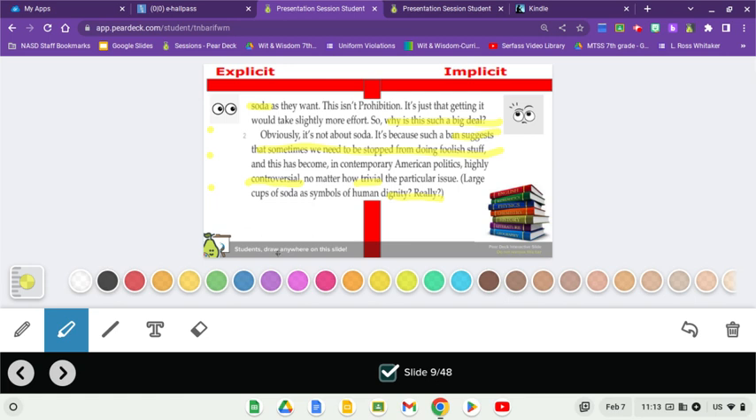Excellent work. We're going to switch over to orange, and we're going to highlight some of the words that seem to give us implicit data. So, for instance, we can draw a line from history to prohibition and highlight prohibition. It isn't just that we make slightly more effort, so why is this such a big deal? Obviously, it's not about soda. They use this word obviously, I wonder. I wonder why someone would use that word. It's because such a ban suggests that sometimes we need to stop from doing foolish stuff. Why stuff instead of things?